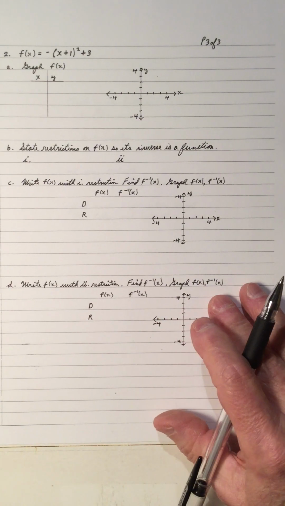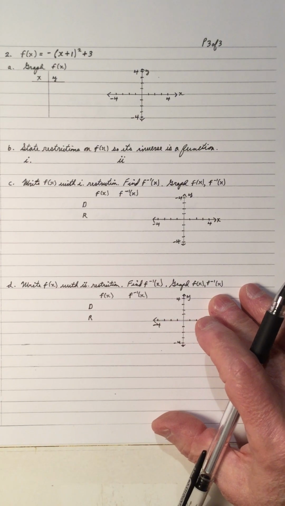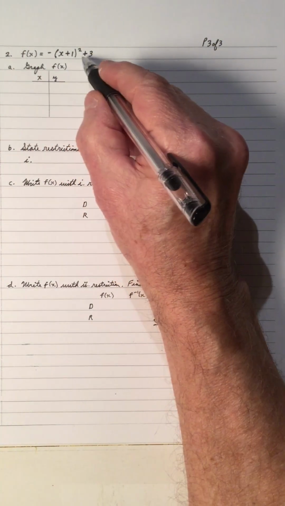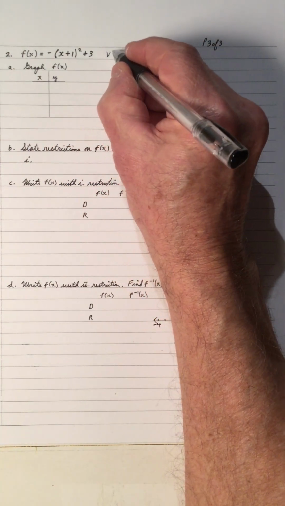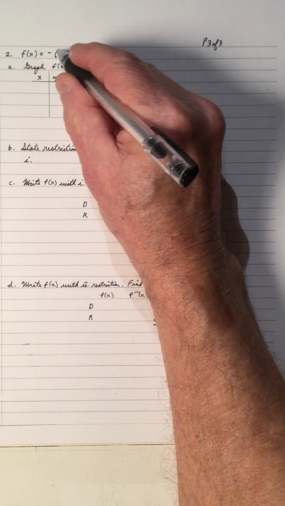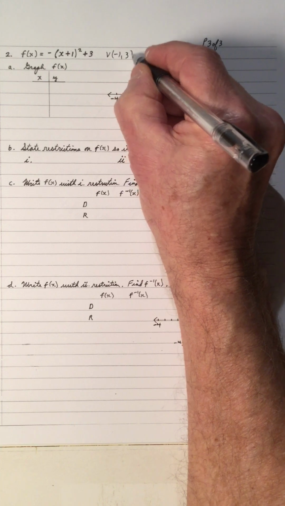Okay, let's look at another one, but this time the parabola is different, same shape, but it's going down. So we have a parabola here. So the vertex is x is negative 1. When x is negative 1, that becomes a 0, so y is 3.